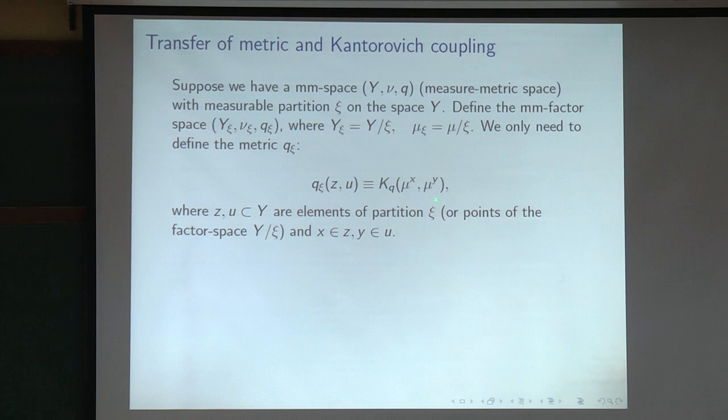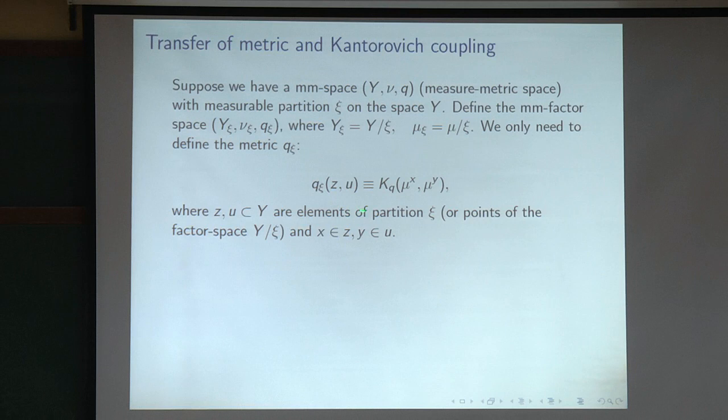Again, I want to say that here you must understand nu, not mu. And z and u are simply elements of the subset of y, which is an element of the partition. Z contains x, y, u contains y. And of course, it's clear that if you change x and y inside of these elements, you don't change the right side, so this is a correct definition of the metric.